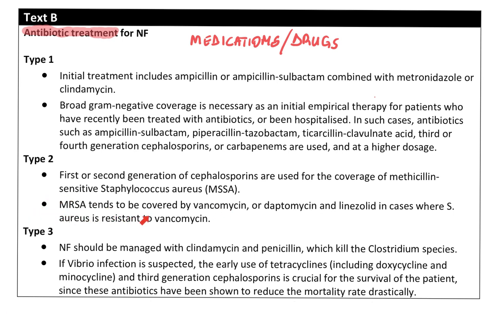MRSA tends to be covered by vancomycin or daptomycin and linezolid in cases where SRUs is resistant to vancomycin. So in short, you have to use daptomycin and linezolid in a case where SRUs is resistant to vancomycin. So if it is resistant, that means you cannot use vancomycin. So the answer is daptomycin and linezolid.